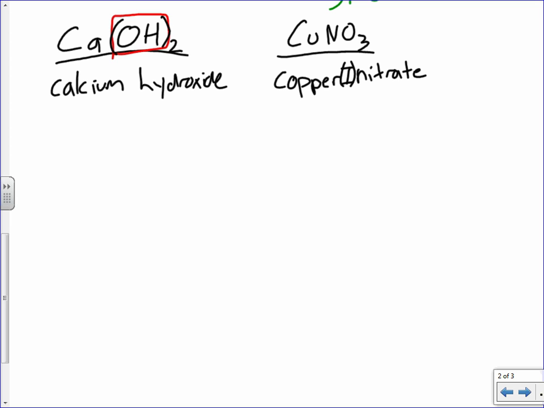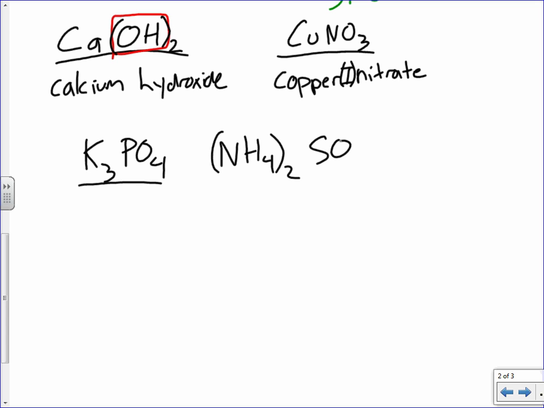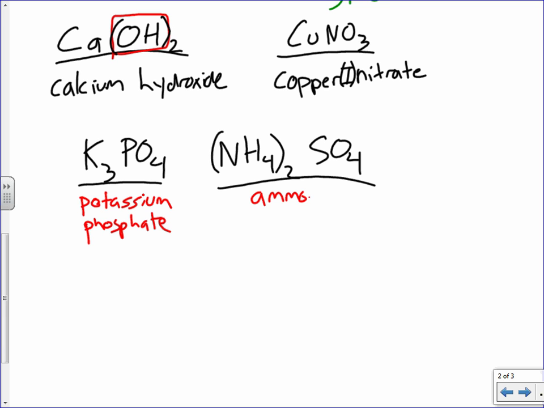Try naming the following compounds. That's good enough. Try these 2. Pause it now, unpause when you get it. All right. Okay, it's potassium, PO4 is phosphate. Okay. NH4 is ammonium. SO4 is sulfate.